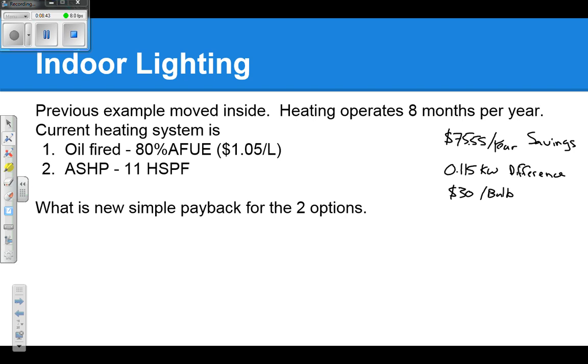Okay, so we're going to start with the 0.115 kilowatts. That's like a little heater, right? Lights give off 100% heat unless some of that heat is directed outside. We're going to say it's all maintained within the building envelope. So we've lost 0.115 kilowatts of heat by changing those bulbs. So we're going to start with that.